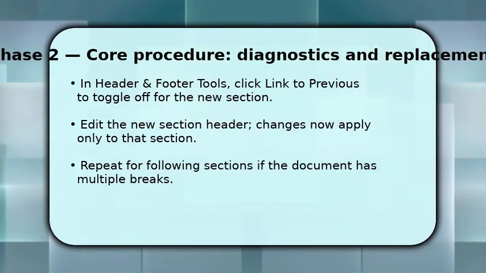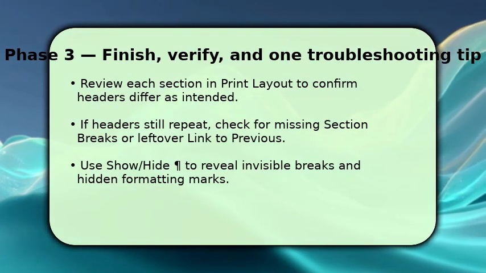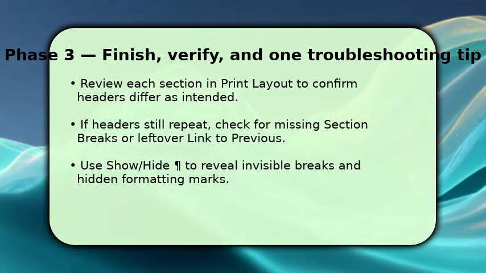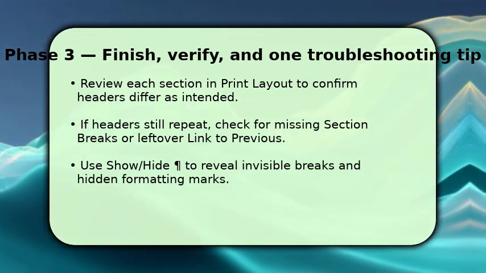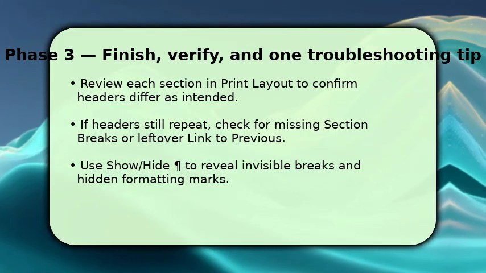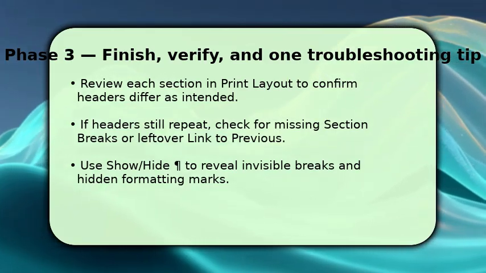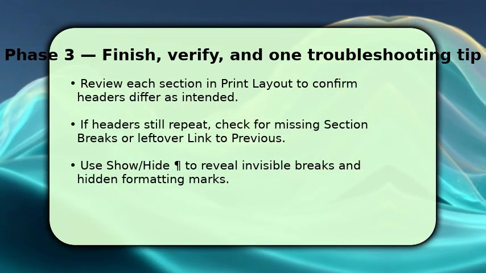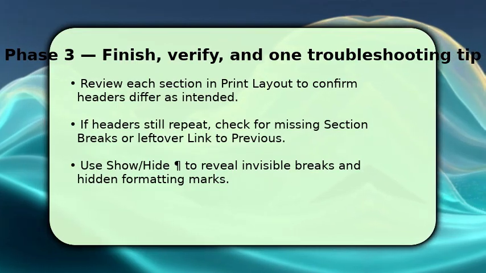Finish by reviewing the document in print layout, scrolling through sections to confirm headers differ as intended. If something still repeats, make sure every boundary uses a proper section break, not just a page break. Then verify link to previous is off for each affected header. Use show/hide paragraph marks to reveal invisible breaks and correct placement.